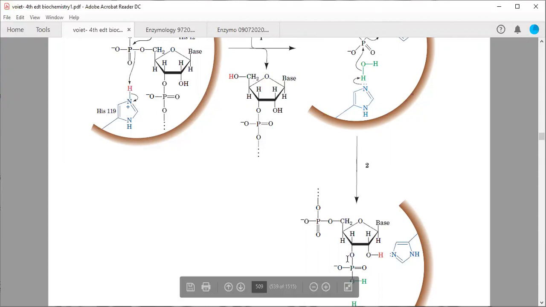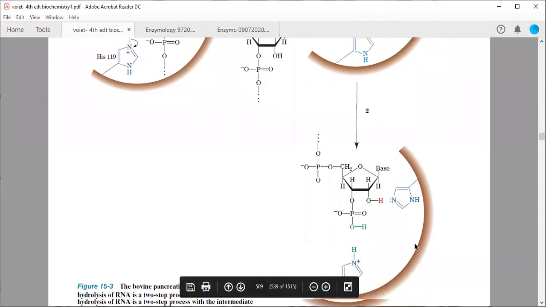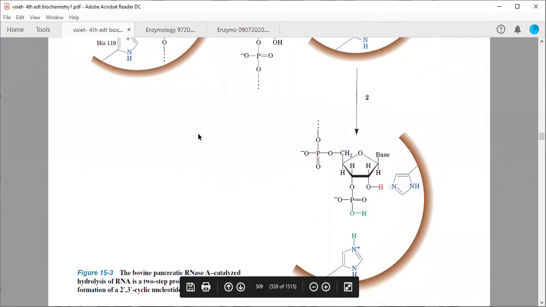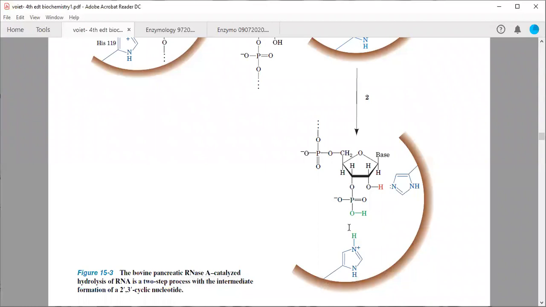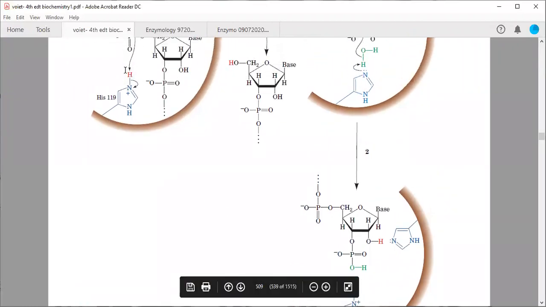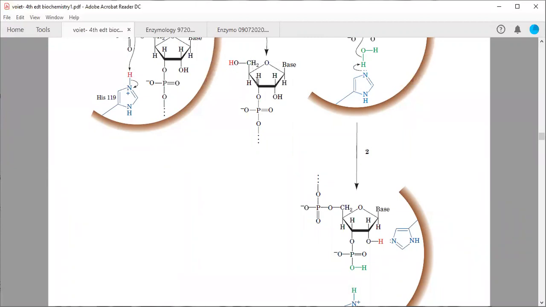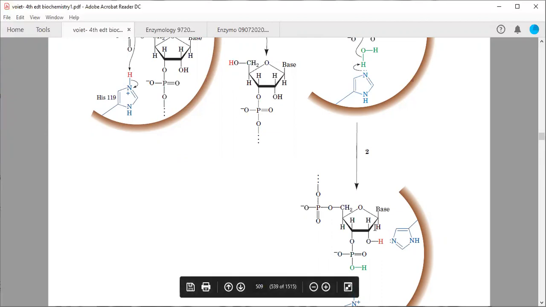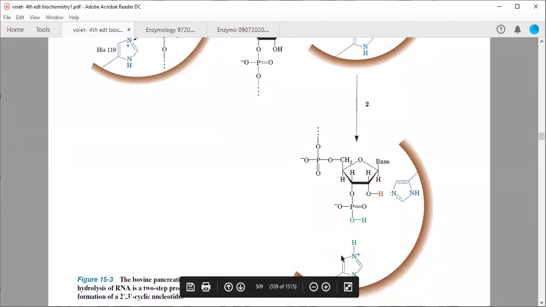So the enzyme will be regenerated. There is no change in the enzyme. And the second thing you need to remember: in the first step, the hydrogen in red color was donated to the 5' position of this ribose, then it was transferred over to the 2' position of this particular ribose. The new hydrogen which is regenerating this imidazole is coming from the water molecule.